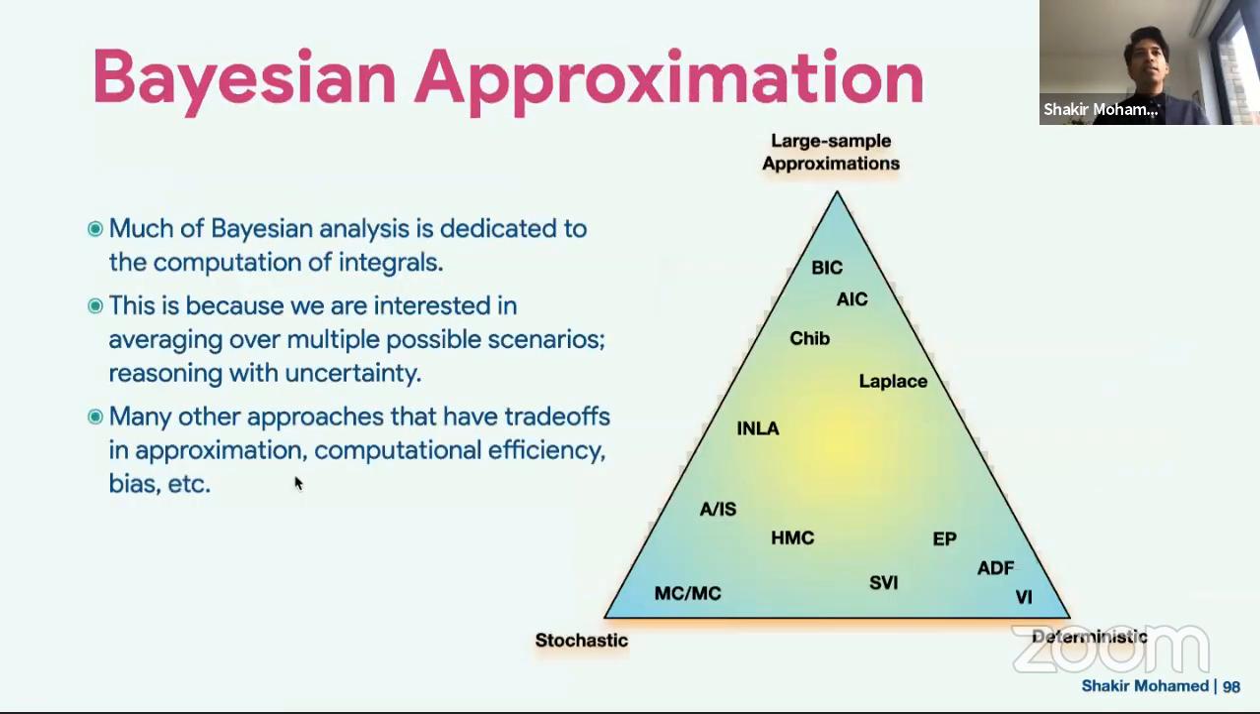So these were questions of Bayesian approximation that I wanted to touch on along these three dimensions: large sample approximations, stochastic approximations, and deterministic approximations. And increasingly, we are mixing between these methods. We are combining large sample with stochastic methods and deterministic methods. So there's a lot of work for us to do there to advance approximation methods.